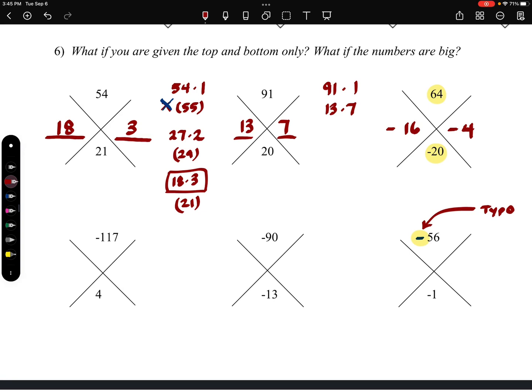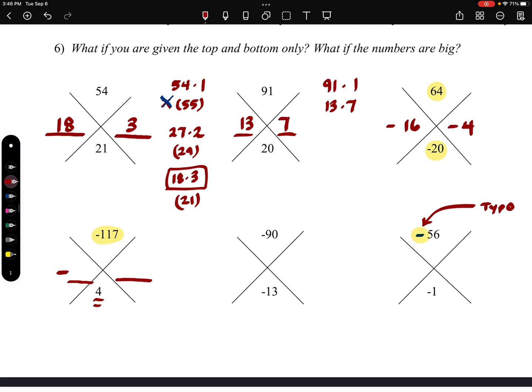Next one, we have negative 117 and 4. Okay, so now our top number is negative, which means one of our factors has to be negative, the other one is going to be positive. Okay, and our bigger term should be positive because the answer to this one is positive. So as we try to figure out what it is, you may want to take the calculator, take 117 and divide it by some numbers. You know that 1 goes into 117, 2 does not, 3 should, because 117, if you take 1 plus 1 plus 7, it gives you 9. So you know it's divisible by 3.